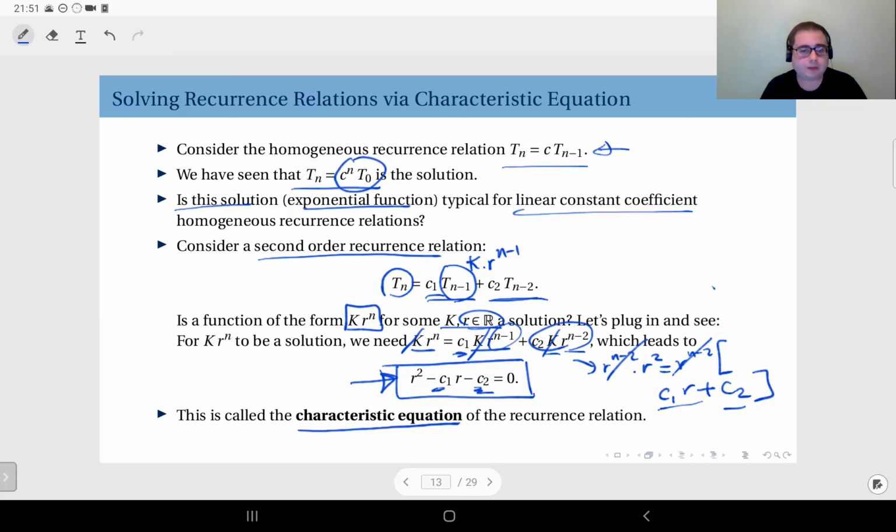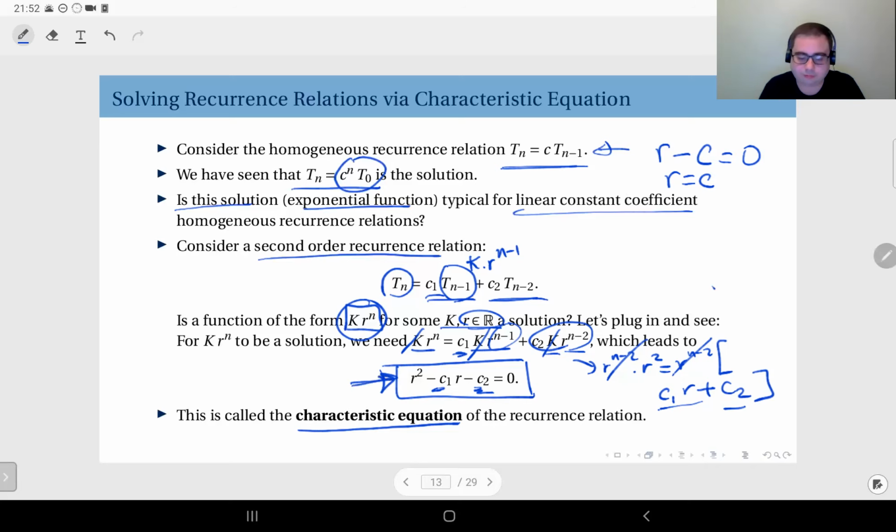If I can find the roots to this equation, functions of the form k times r to power n, where k is some coefficient and r is a root of this characteristic equation, is a solution. But you see, in the first order case, in the recurrence relation with degree 1, my characteristic equation is going to be r minus c equals 0. So the root is c. It's a first order equation, therefore there is a unique and a single solution.